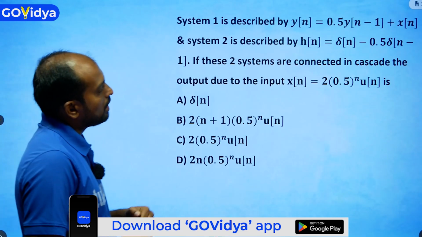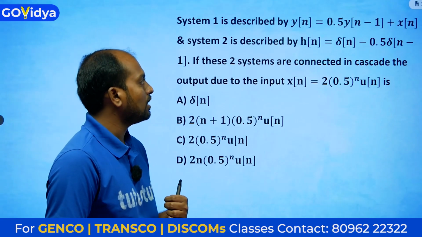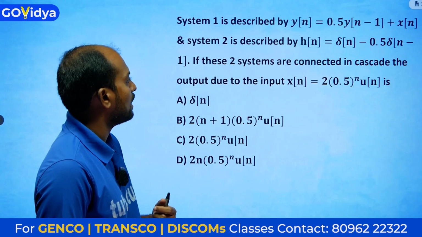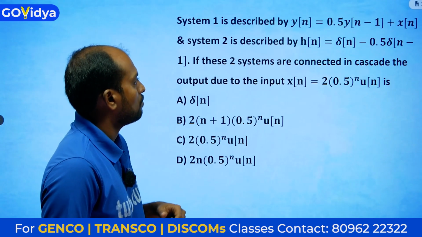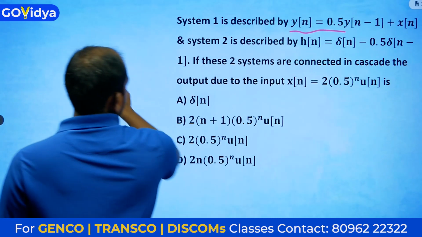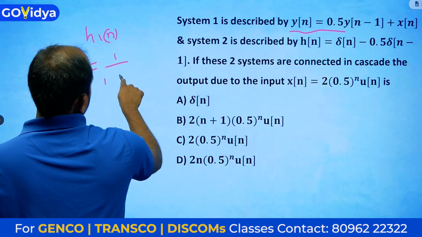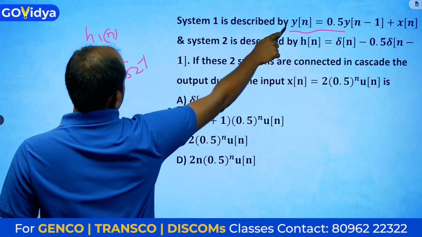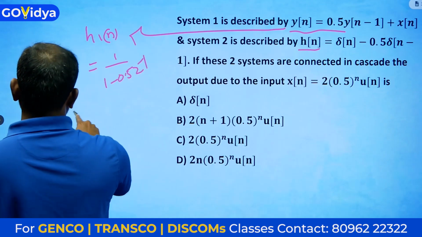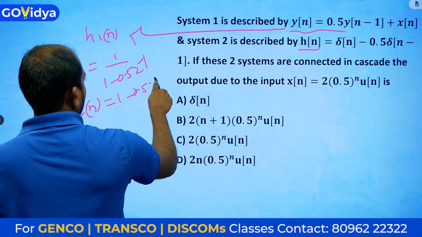System 1 is described by y of n equal to 0.5 y of n minus 1 plus x of n. And system 2 is described by h of n is equal to delta of n minus 0.5 delta of n minus 1. If these two systems are connected in cascade, the output due to x of n is nothing but, just find from here x of h1 of n. Just find H1 is nothing but 1 by 1 minus 0.5 z inverse. If you apply the z transform, you will get this h1 of n. What is h2 of n? H2 is nothing but 1 minus 0.5 z power minus 1.